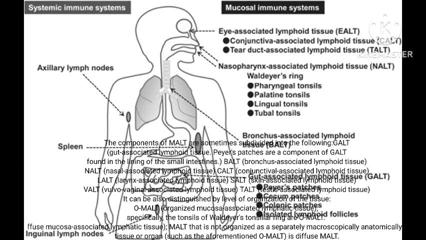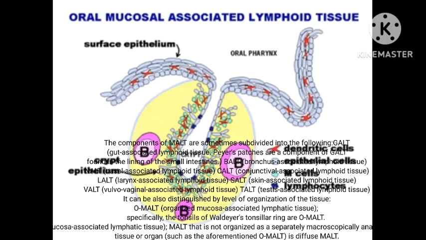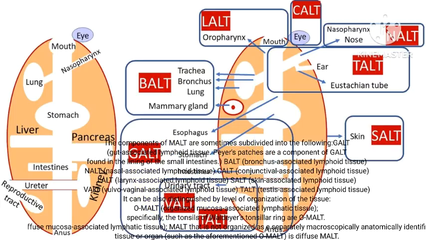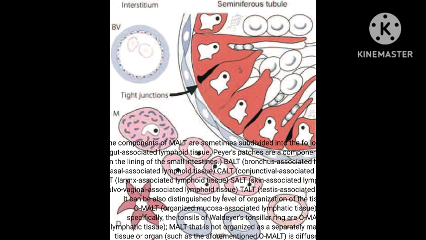The components of MALT are sometimes subdivided into the following. GALT, gut-associated lymphoid tissue. Peyer's patches are a component of GALT found in the lining of the small intestines. BALT, bronchus-associated lymphoid tissue. NALT, nasal-associated lymphoid tissue. CALT, conjunctival-associated lymphoid tissue. LALT, larynx-associated lymphoid tissue. SALT, skin-associated lymphoid tissue. VALT, vulvo-vaginal-associated lymphoid tissue. TALT, testis-associated lymphoid tissue.